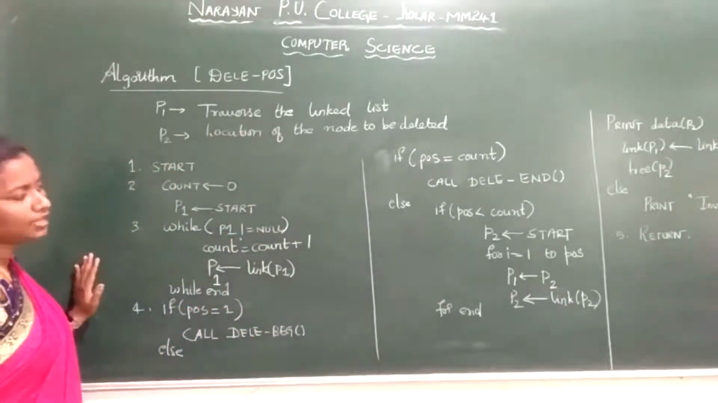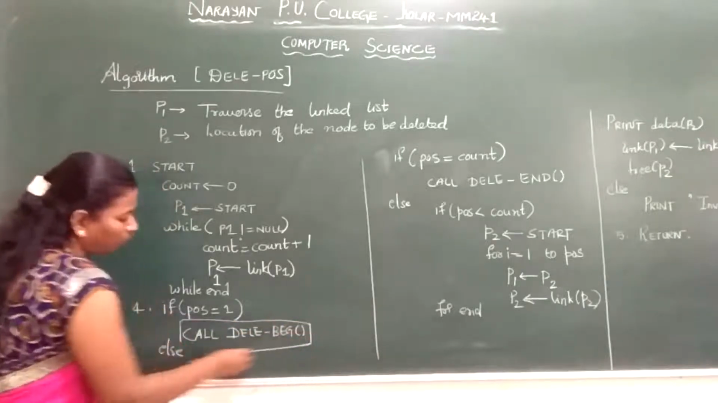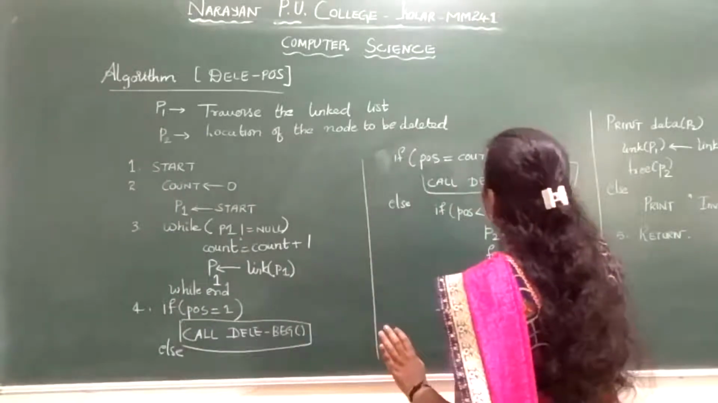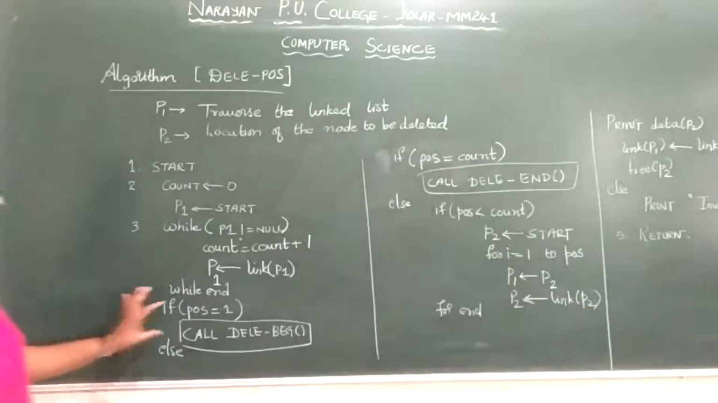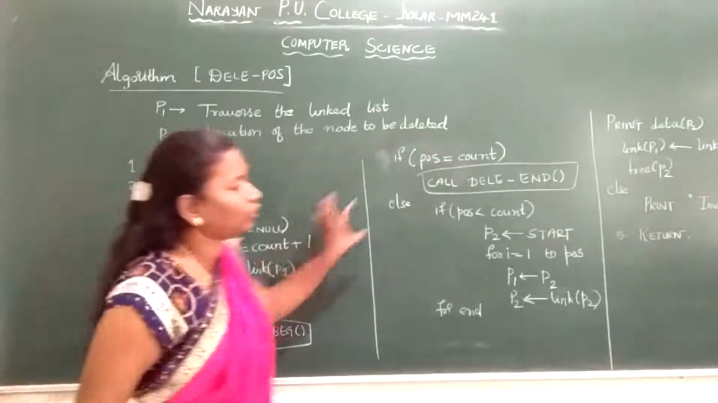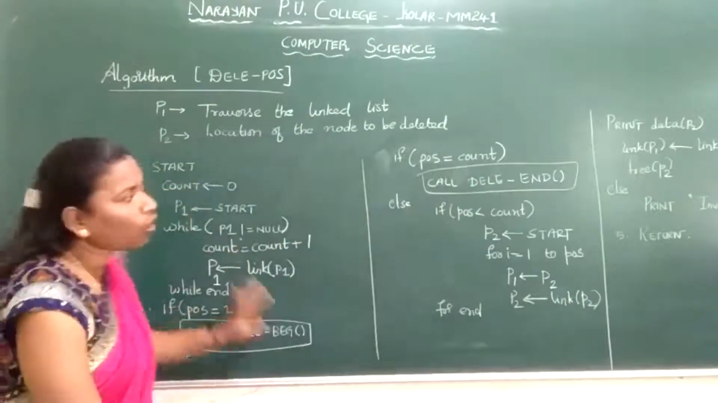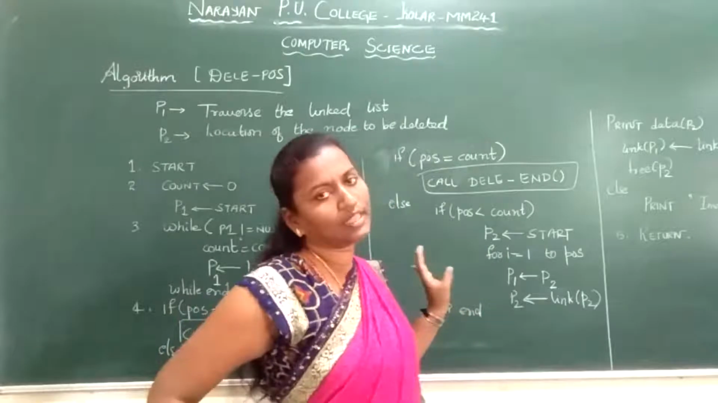Now I am going to start the algorithm. Before starting, there are two function calls: one to delete at the beginning, and one to delete at the end. A separate algorithm, a separate code, is written for delete end and delete beginning. This code is to delete at the given position.